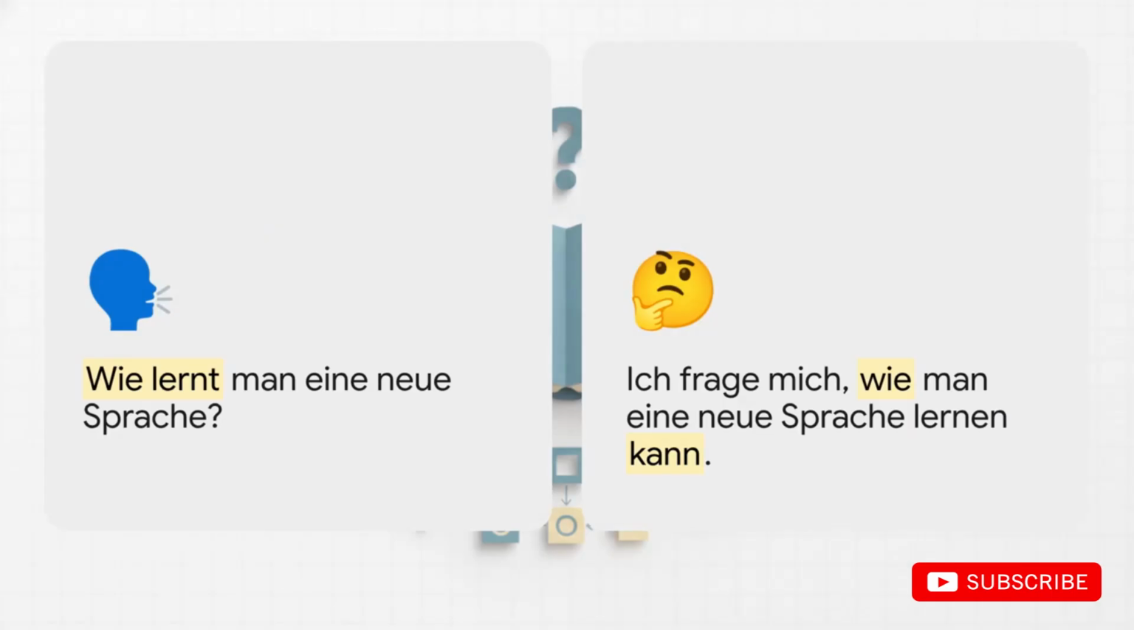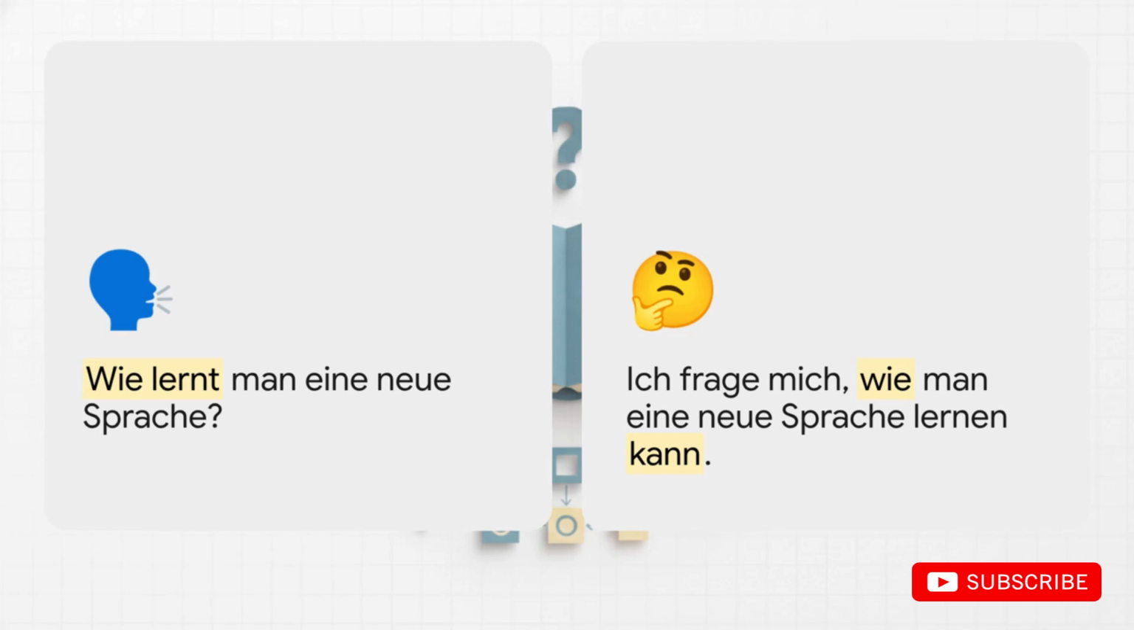Now let's see what happens with slightly more complex sentences, particularly when we introduce a modal or a helping verb. A direct question might be, wie lernt man eine neue Sprache? How does one learn a new language? But let's say you add the helping verb kann, meaning can. The direct question becomes, wie kann man eine neue Sprache lernen? How can one learn a new language?